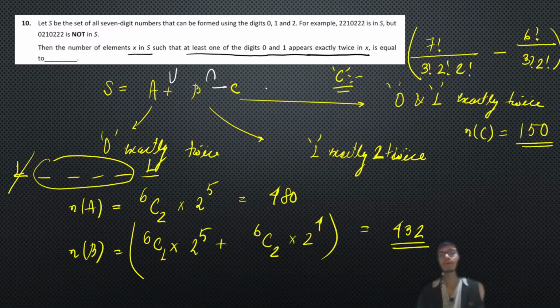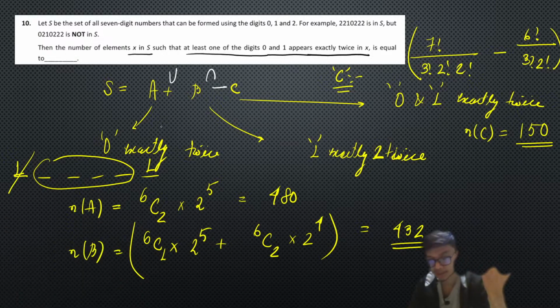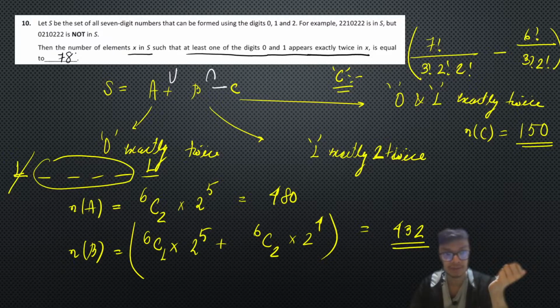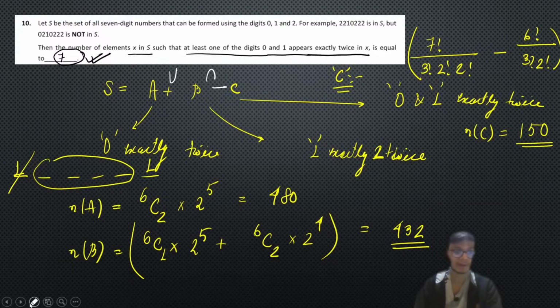Because at least one of the digits 0 and 1 appears exactly twice, you have to remove those cases of valid 7-digit numbers with 0 and 1 both exactly appearing twice. So if I count that, this will give you the correct result: 480 plus 432 minus 150, and that is going to give you the result as 780. Sorry, 762, extremely sorry, 762 is going to be the correct result.